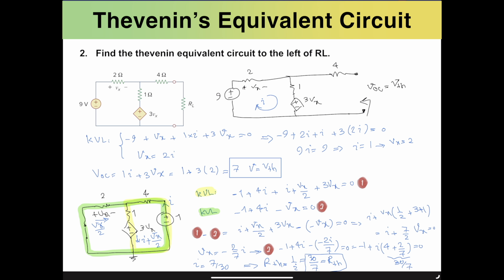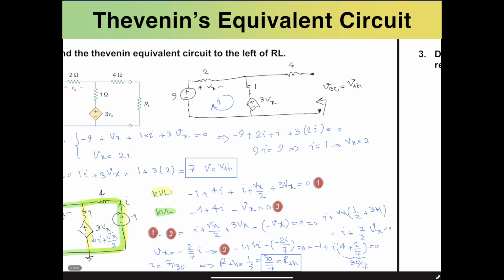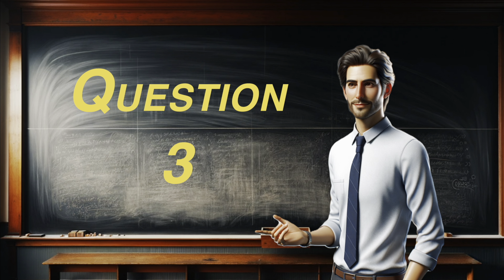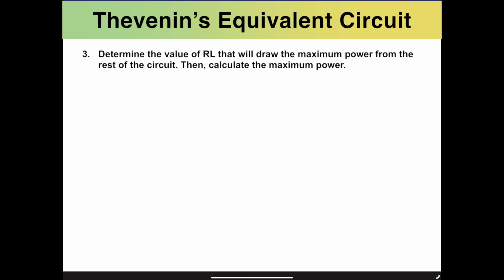So I'm going to actually highlight that as well. That's how we could simply write down a Thevenin resistance and a Thevenin voltage that equate this complicated circuit when we are looking to the left of this RL. So 30 divided by 7 is the equivalent resistance, and 7 volt is the Thevenin voltage.